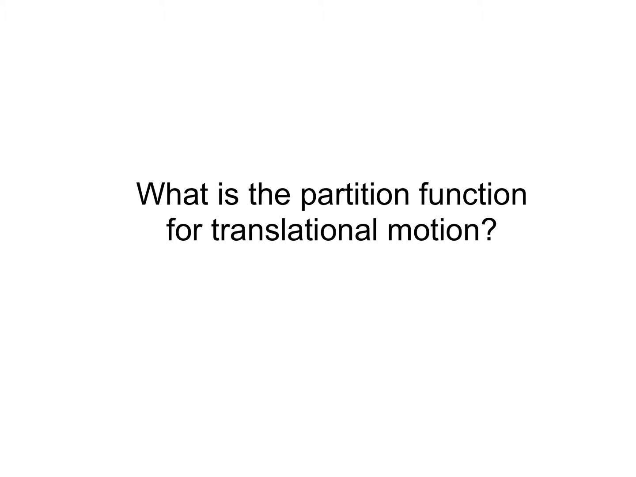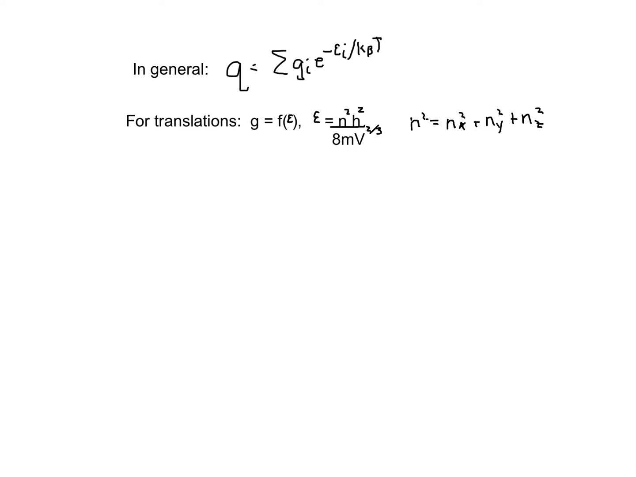Finally, let's look at the partition function for translational motion. Again, using our general expression for the partition function as the sum over all states of the probability of a given state occurring, we should be able to substitute the degeneracy of a given state and the energy of any given state into our expression, do the sum, and come up with the partition function for translations.